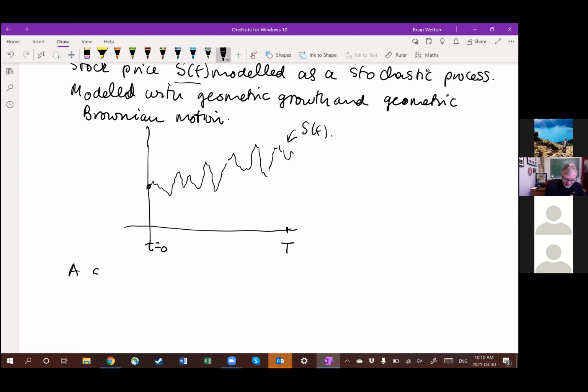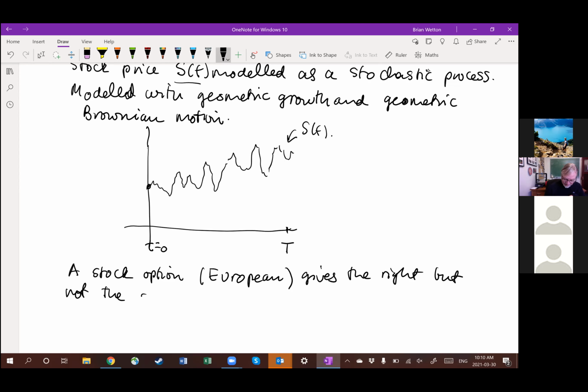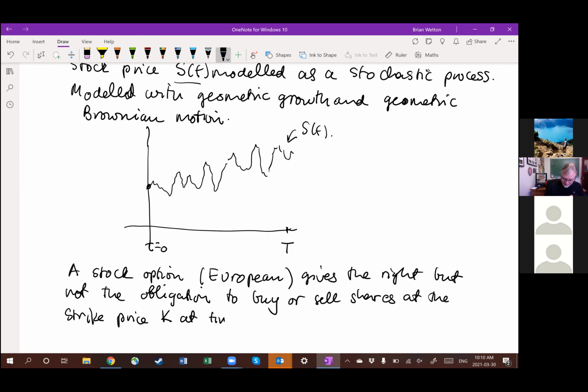So a stock option. Okay, and I'm going to describe the easier ones, the European ones. It gives the right, but not the obligation, to buy or sell shares at the strike price, K, at time big T.